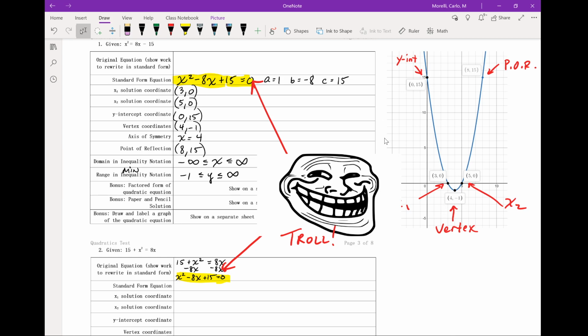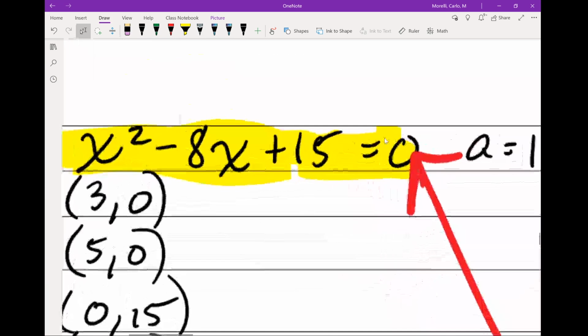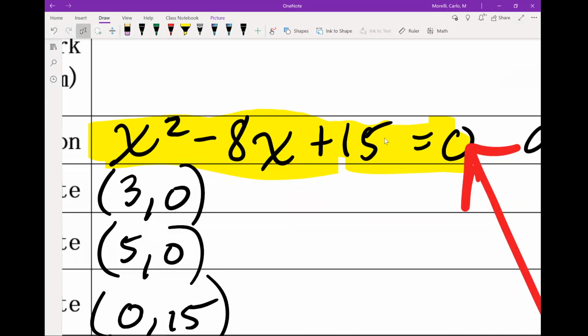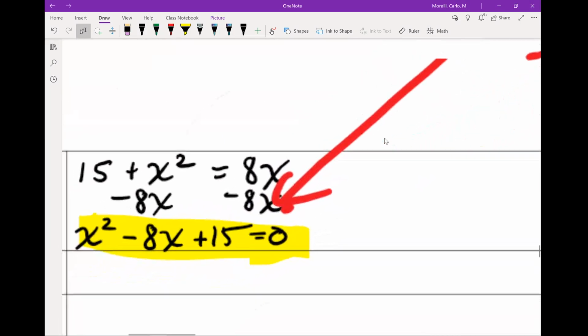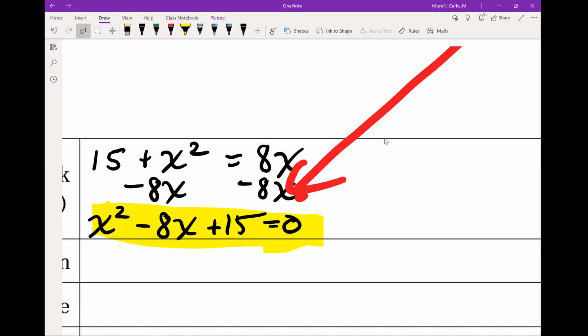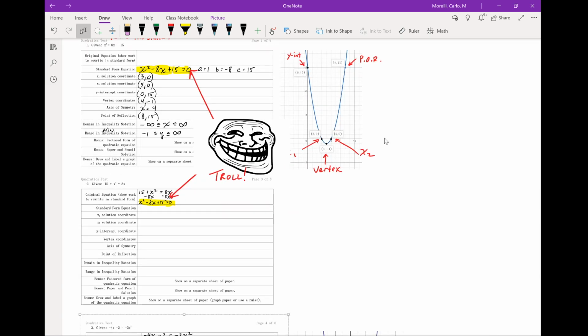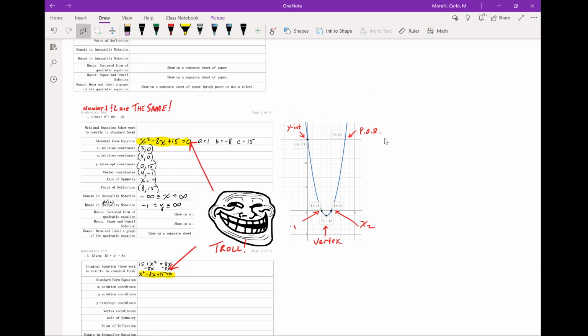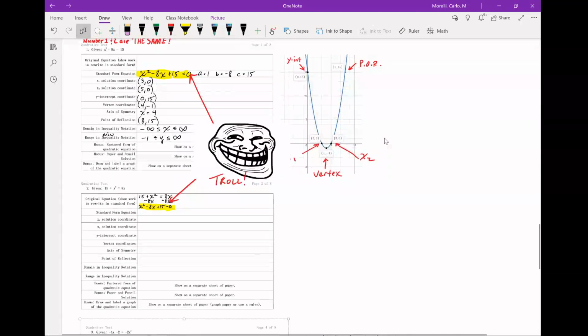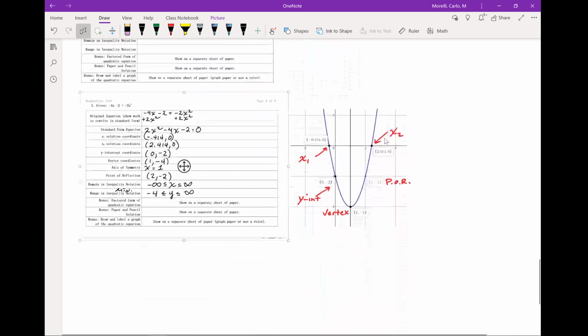Wait a minute. Here, I'll zoom in on it. That's the first one, so the y-intercept is at positive 15. On the second one, the y-intercept is at positive 15. All I did on 1 and 2 is just rearrange it differently. On number 1, I gave you x squared equals 8x minus 15. And then on number 2, I said 15 plus x squared equals 8x. It's the same problem.